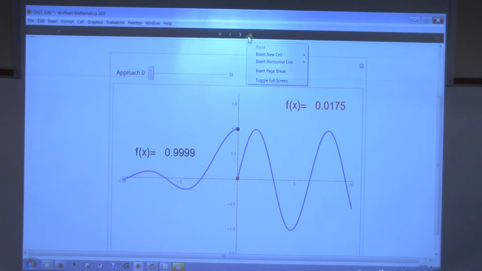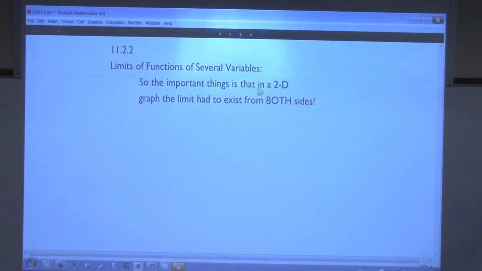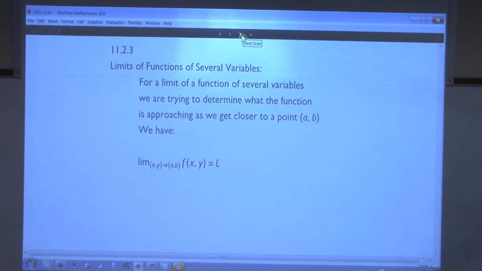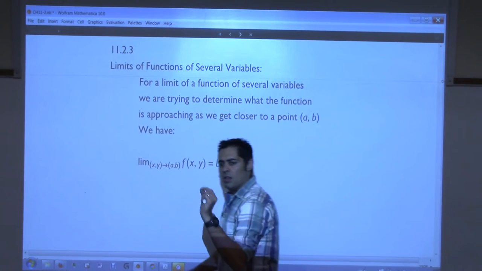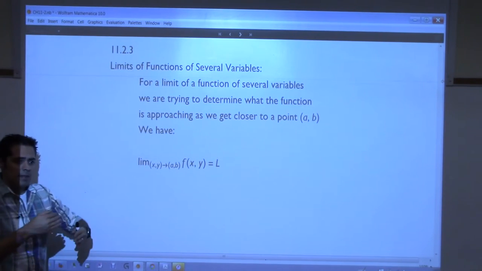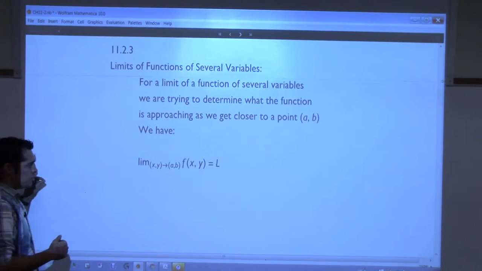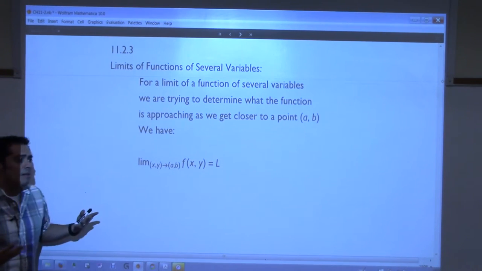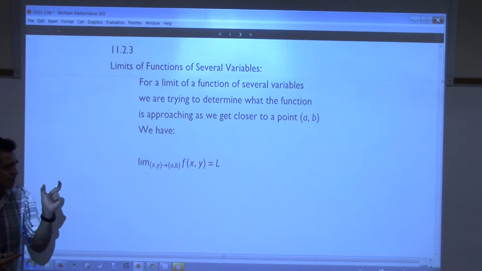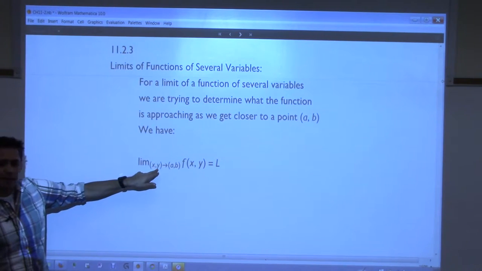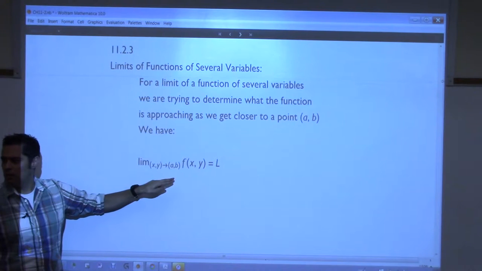All right, doesn't seem so bad. The important thing in two-dimensional space was that the limit had to exist from both sides. That was the main thing. Now, here's the actual notation that we use for limits with functions of two variables. When you were in a limit in Cal 1, x was approaching something, right? You were just approaching along the x-axis. But now our function is a function of two variables, so your input is actually an ordered pair. So you want that ordered pair to be approaching another ordered pair.